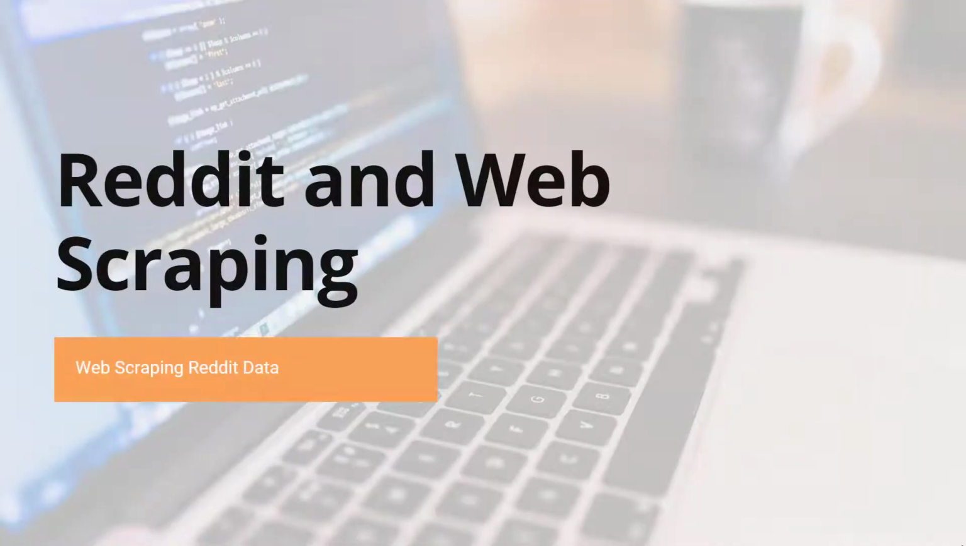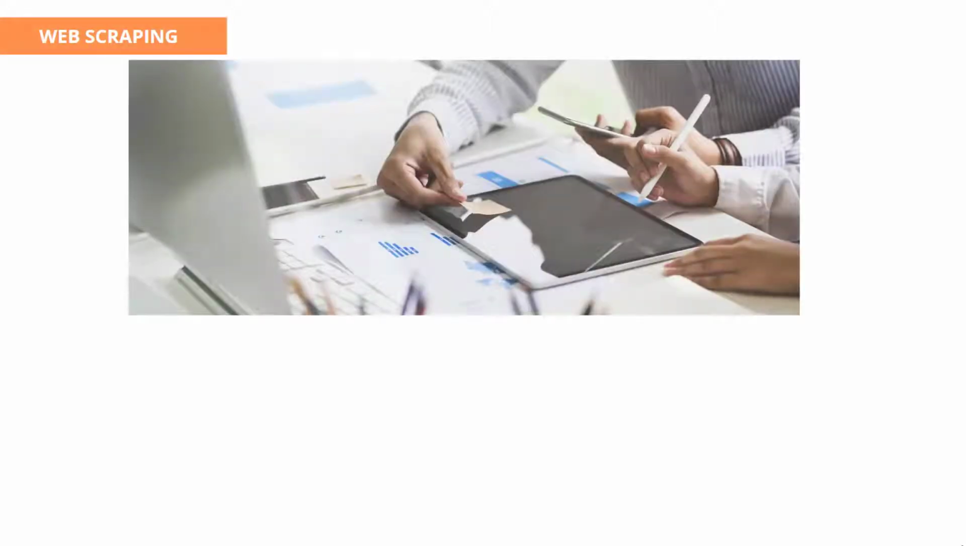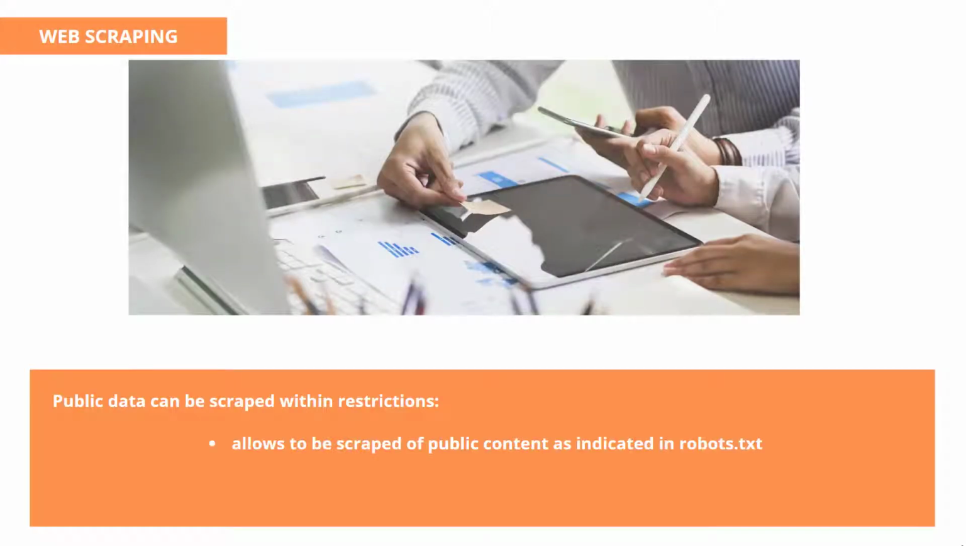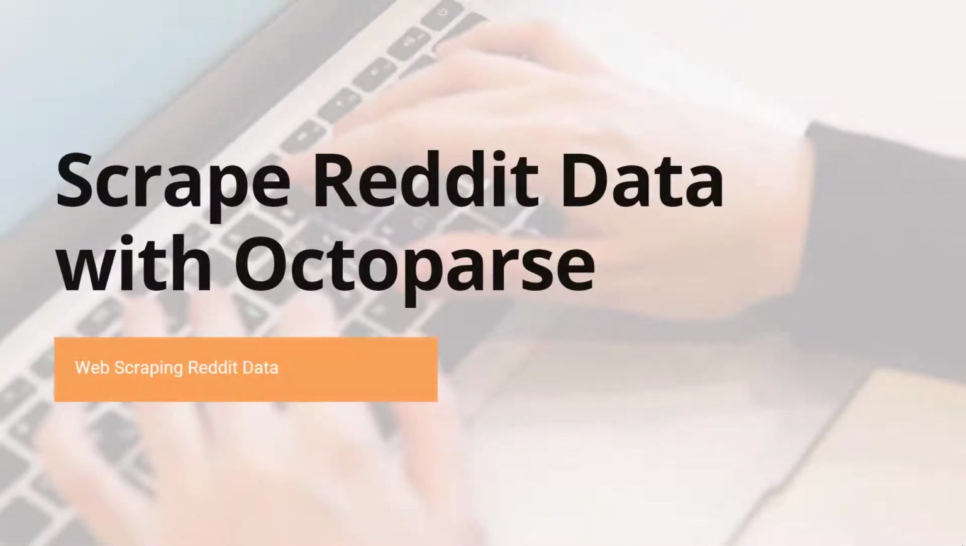Reddit and web scraping. Reddit allows light scraping of public content as indicated in robots.txt. However, scraping must be polite and low impact to avoid overloading systems. Commercial uses require a license. In general, public data can be scraped reasonably but within restrictions on data types, volumes, and monetization to safeguard users and site functionality.